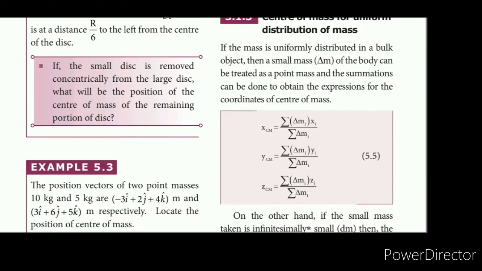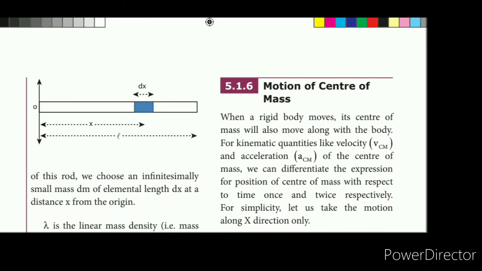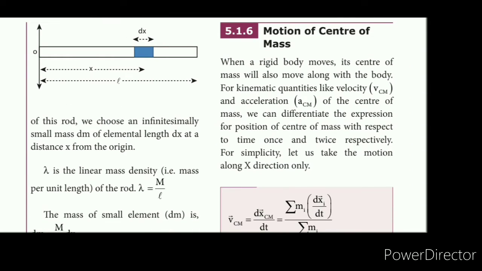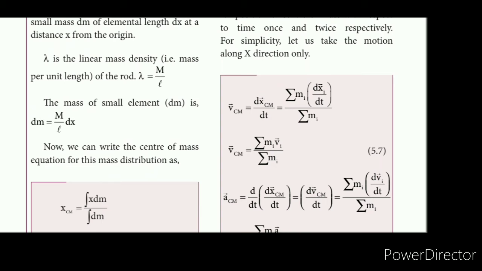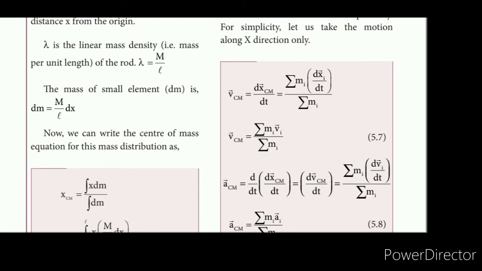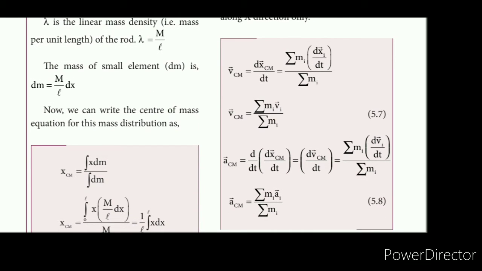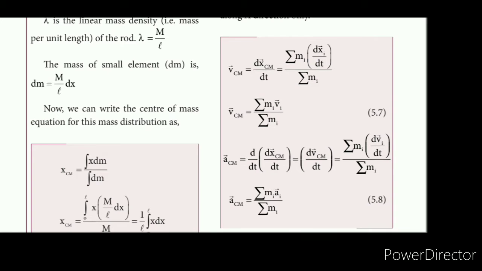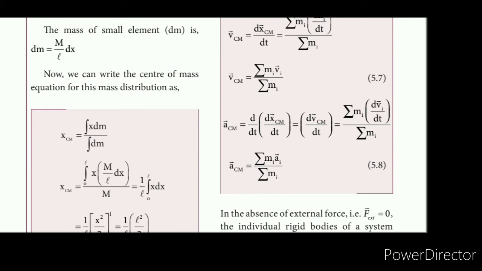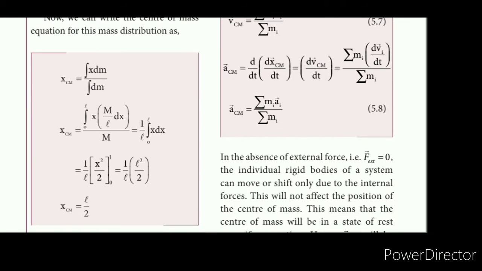Okay, so with mass distribution, when the rigid body moves, the center of mass also moves along with the body. The kinematic equation for VCM will be given. Look at the picture. VCM equals the summation of mi vi by the summation of mi. Acceleration is the summation of mi ai by the summation of mi.